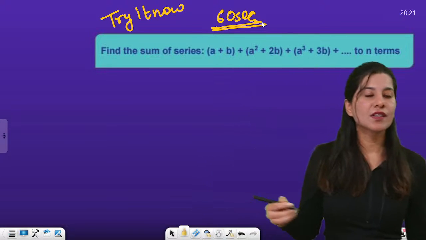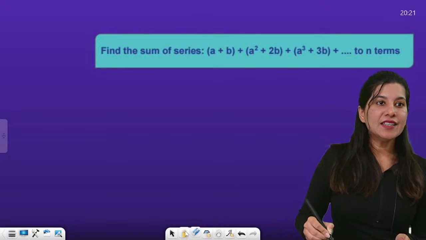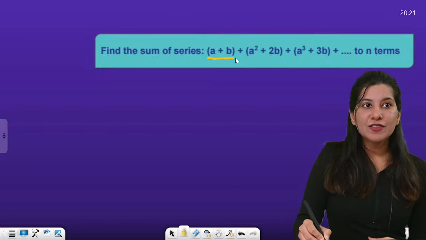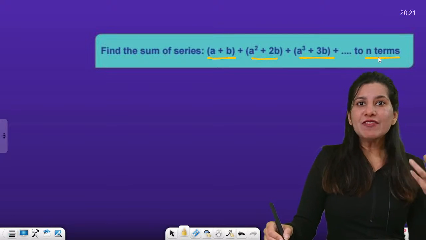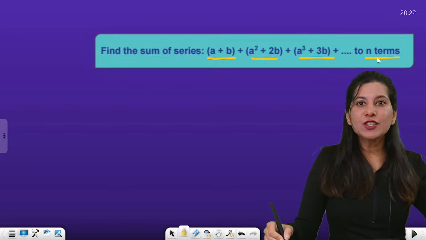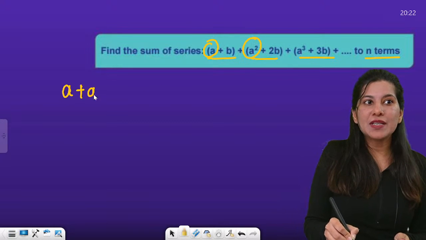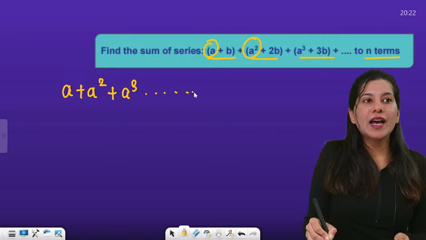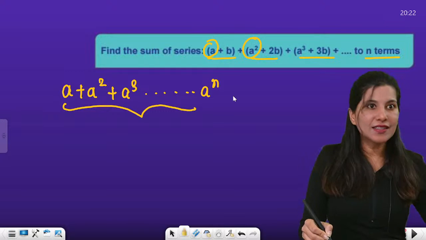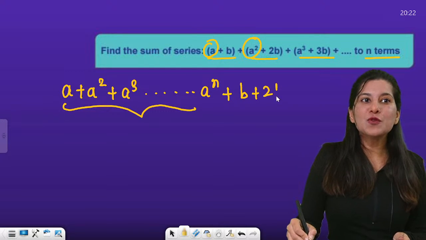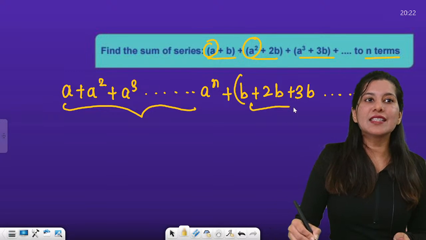Yes? Okay. Shall we start? So basically in this question, if you realize, the first term is this, second term is this, third term is this, and the nth term will be there. So what if I extract terms related to a together? This will make more sense. a plus a square, then a cube, and all the way up to a raised to power n, because in the nth term it will be a raised to power n. This is one series. And we have b plus 2b plus 3b, and the nth term will be n times b. This is another series.